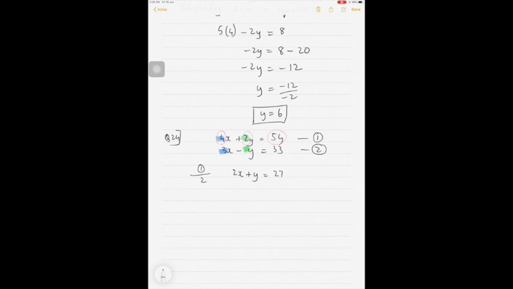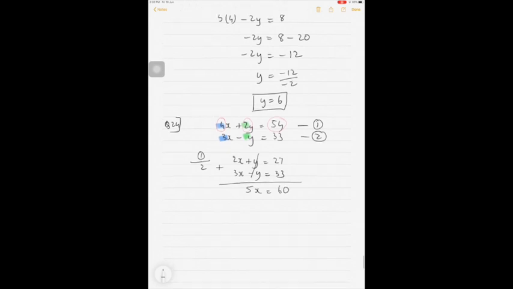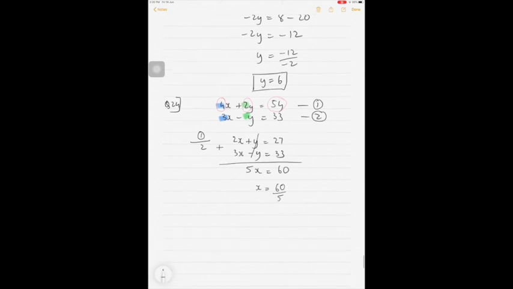Correct? Now I'll write the second equation again, which is 3x minus y is equal to 33, correct? So plus y minus y I can just cancel. I'm adding it up because I don't want to change the signs. So I'm adding both the equations. So 5x is equal to 60. So x is equal to 60 by 5. So x is equal to 12.